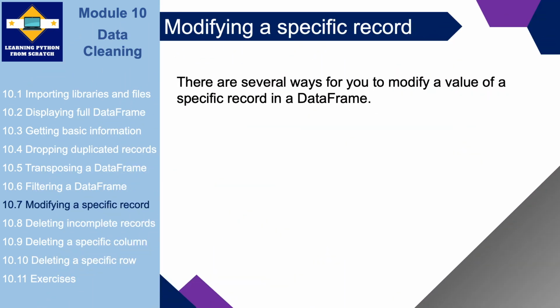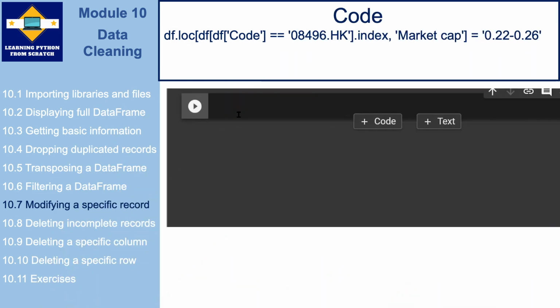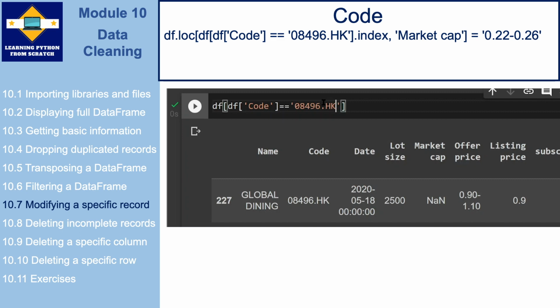There are several ways for us to modify the value of a specific record in the data frame. Now, our goal is to replace the market cap for the row with code 08496.HK with 0.22 to 0.26. First, we want to take a look at the original value of the market cap for this observation. Now you should be able to see that it's NaN.